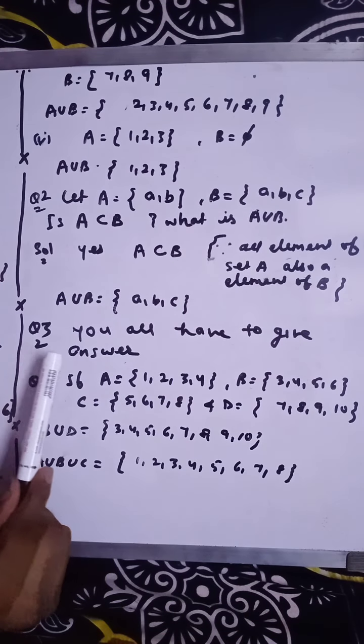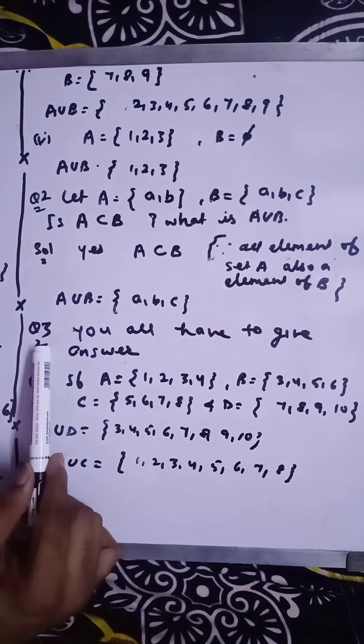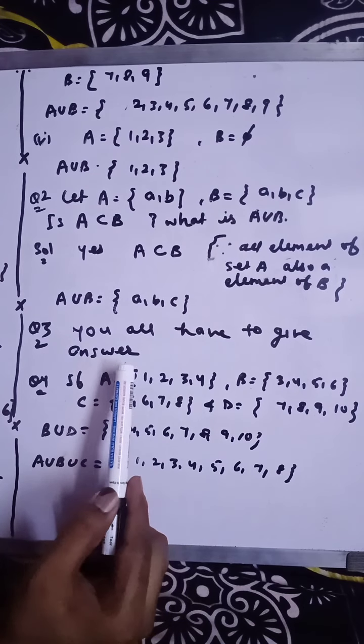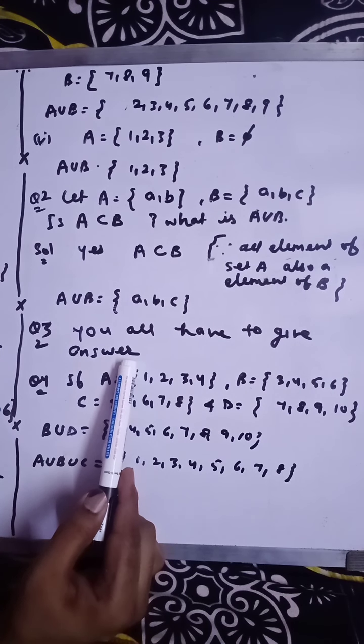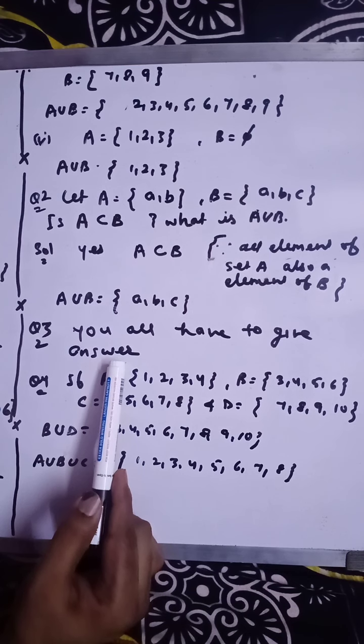Third question. In question number 3, you all have to give your answer. This is your thinking part, and you have to give me the answer in the form of messages. You have to WhatsApp me the answer of question number 3.